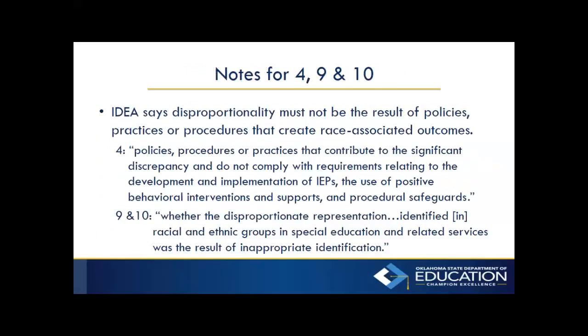So, notes for 9 and 10. IDEA says disproportionality must not be the result of policies, practices, or procedures that create or lead to race-associated outcomes, either officially or unofficially, intentionally or unintentionally. Okay, so 4 is very explicit. It says policies, practices, or procedures that contribute to significant discrepancy. So we have to review your policies, practices, and procedures. 9 and 10 is similar. It says when that representation in special ed and related services is the result of inappropriate identification. Okay, so that's the language used that we must resolve.